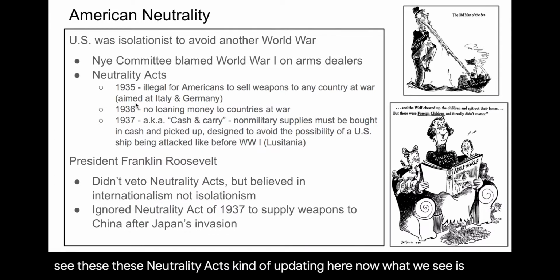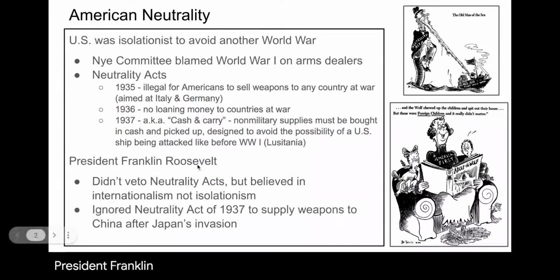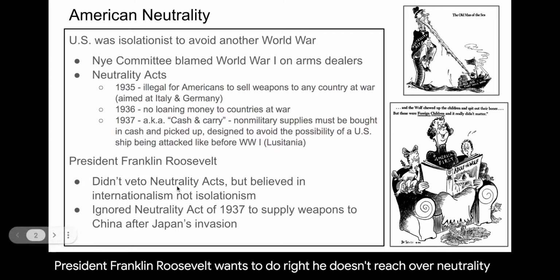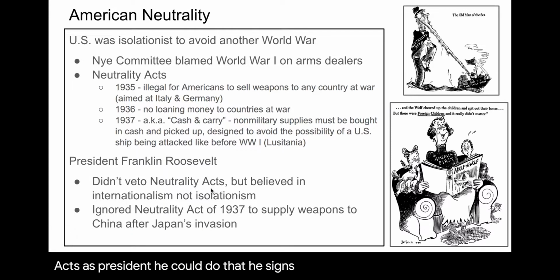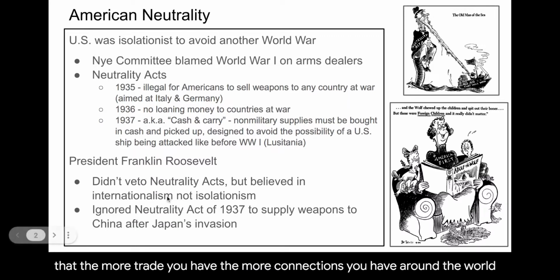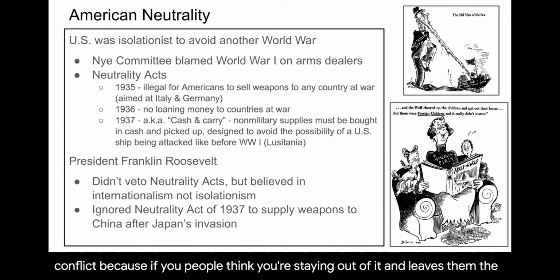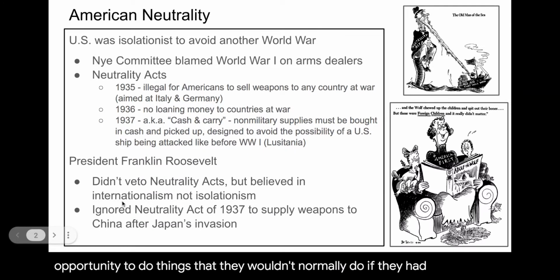Now, what we see is a contrast between what Congress is doing, they're passing these laws, and what President Franklin Roosevelt wants to do, right? He doesn't veto the Neutrality Acts, even though as president he could do that. He signs them, but reluctantly. He saw Germany as a big threat in Europe, and he believed in what's called internationalism. This is the idea that the more trade you have, the more connections you have around the world, the more peaceful things will be. And isolationism can lead to more conflict because people think you're staying out of it, which leaves them the opportunity to do things that they wouldn't normally do if they had relationships.